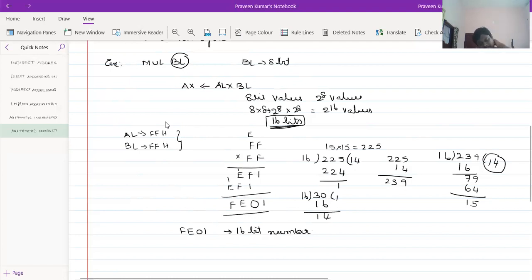So from this one we can easily identify that the maximum value, if I am multiplying two largest values, I am getting the maximum number to be a 16-bit number. So now I'll take one more example: if I say mul BH, what will happen? BH is an 8-bit register. So what will it be doing?